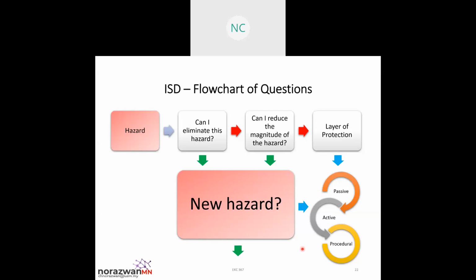Meaning that actually ISD is the inclusion of your inherent. You try to eliminate or reduce the magnitude first, then you get help from the passive, active, and procedural. So inherent first, and if the inherent itself is not enough, then you introduce the passive, active, and procedural.